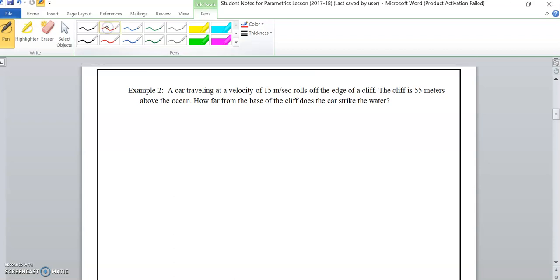Looks something like this. We've got our cliff, car driving perfectly horizontal, so 15 meters per second horizontally. Cliff is 55 meters. And it's going to eventually land somewhere in the water. We want to know how far.